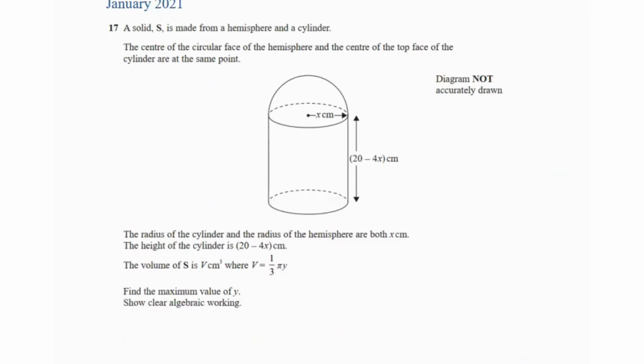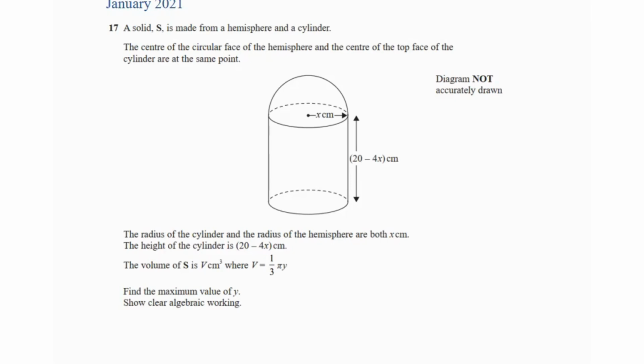Then a similar question to the previous one. It says that a solid S is made from a hemisphere and a cylinder. The center of the circular face of the hemisphere and the center of the top face of the cylinder are at the same point. The radius of the cylinder and the radius of the hemisphere are both x centimeters. The height of the cylinder is 20 minus 4x centimeters. The volume of S, which is the entire solid, is V centimeters cubed, where V is 1 over 3 pi y. Find the maximum value of y.